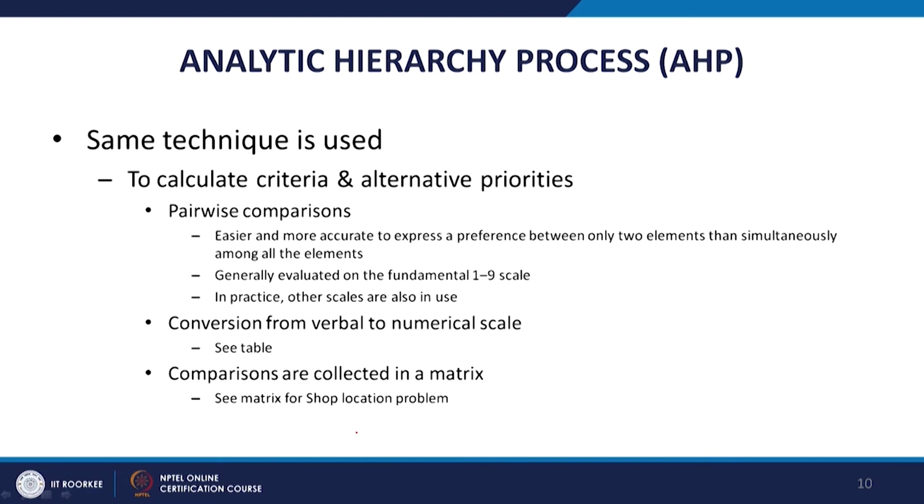Now, how is this calculation, this computation, actually performed? The same technique is used whether for criteria prioritization or for alternative prioritization. So, this is pairwise comparisons that we use. So, why are pairwise comparisons used?